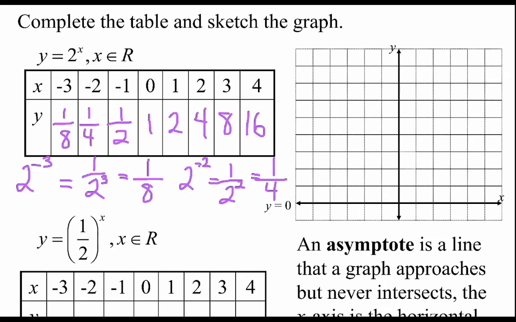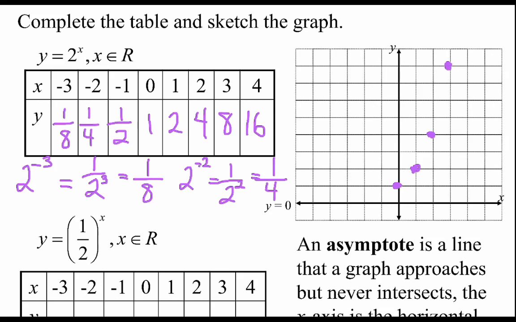So I'm going to start when x is 0, y is 1. So that's our y-intercept right there. There we go. When x is 1, y is 2, which is our base. So that's there. And now we see how the growth is increasing. So when x is 2, y is 4. When x is 3, y is 8. And I don't have 16 on here.